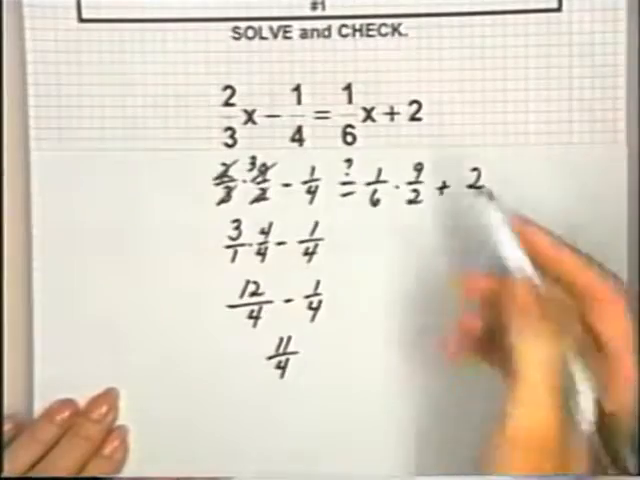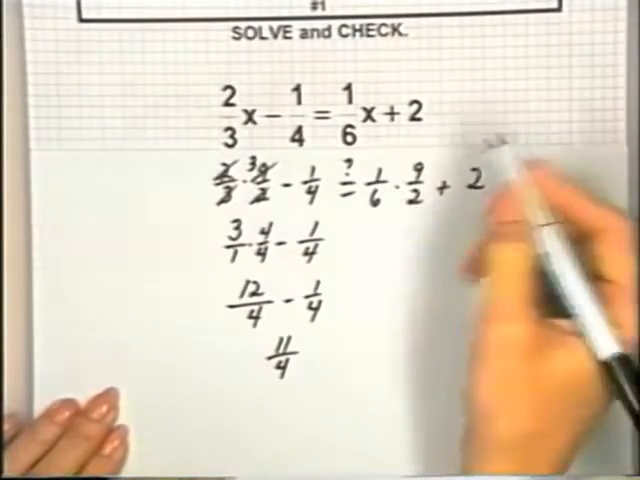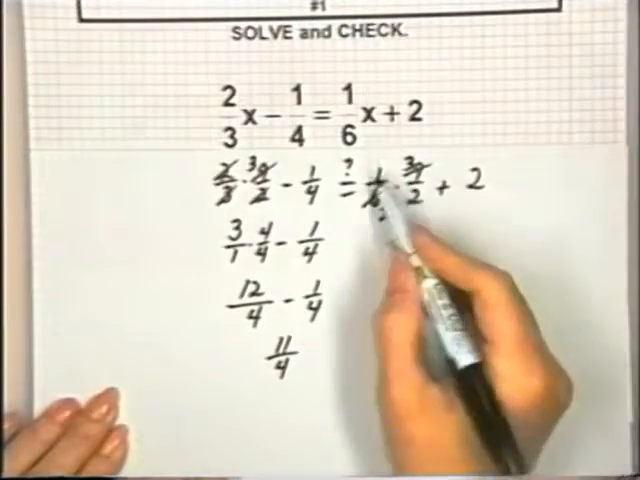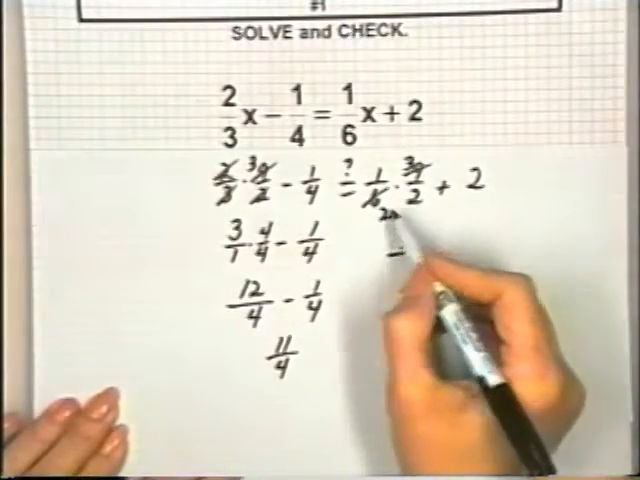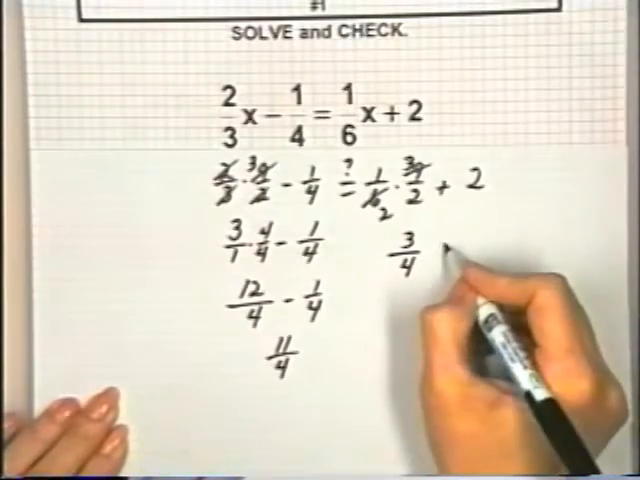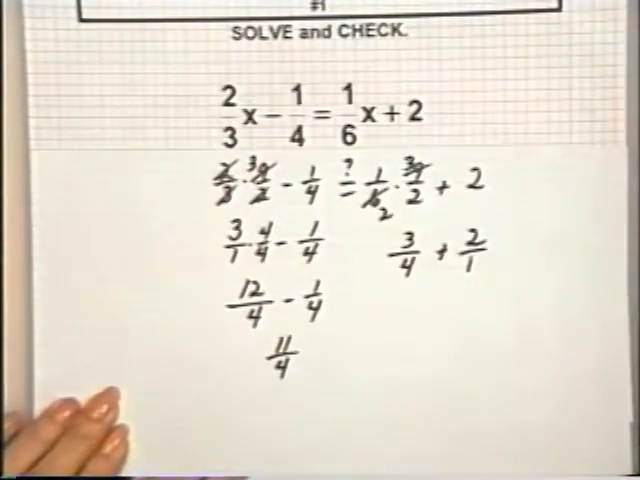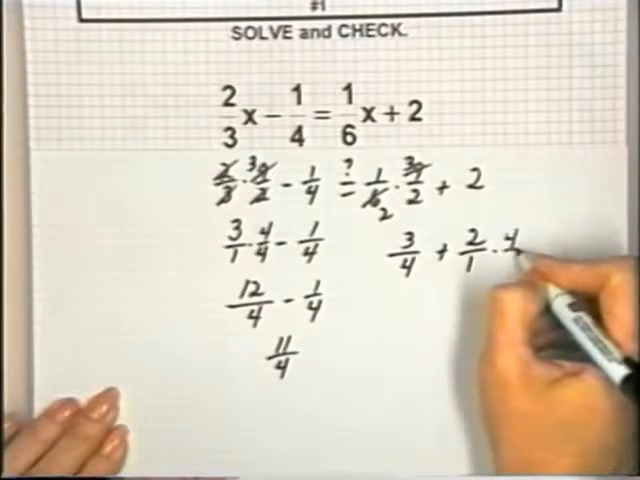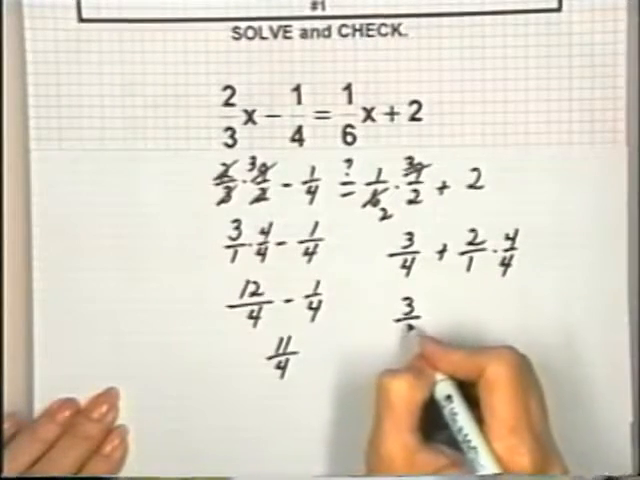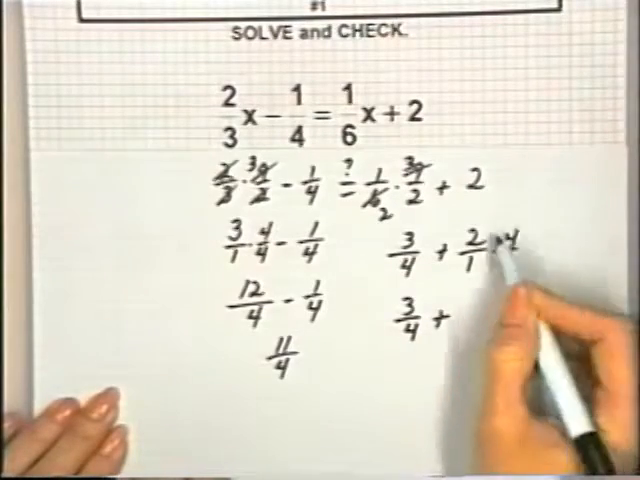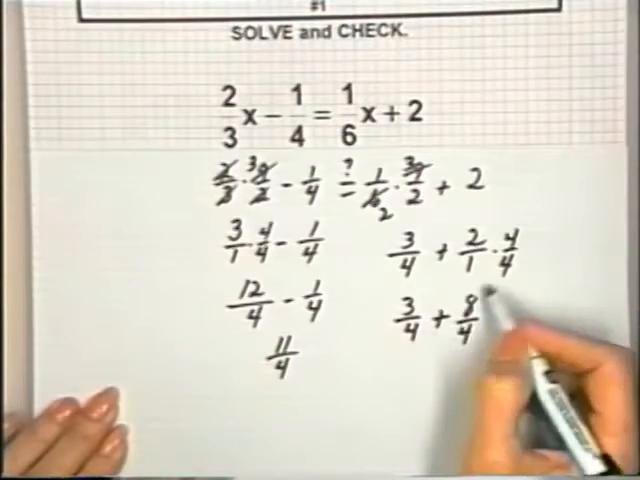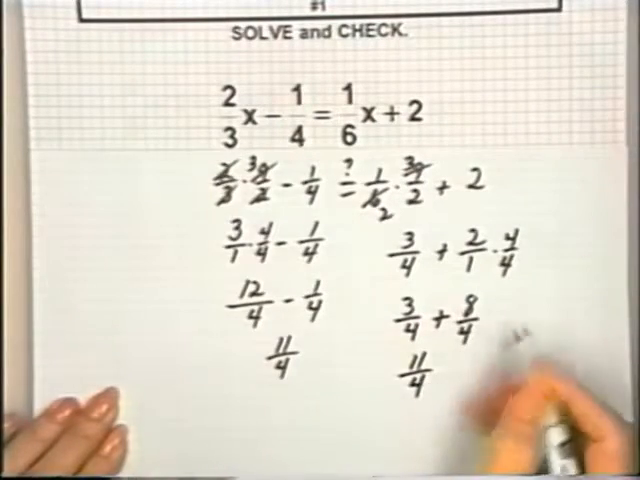On the right side, when I say 1/6 times 9/2, 3 goes into 6 twice and into 9 3 times. I am left with 1 times 3 over 2 times 2, and I want to add 2 to 3/4. The LCD is 4. I will multiply the 2 over 1 by 4 over 4. I get 3/4 plus 2 times 4 is 8. 1 times 4 is 4. 3/4 plus 8/4 is 11/4.